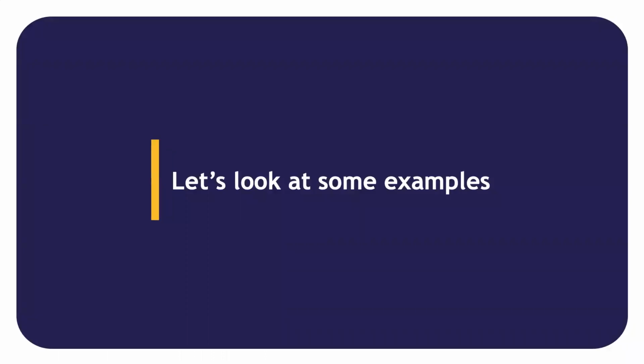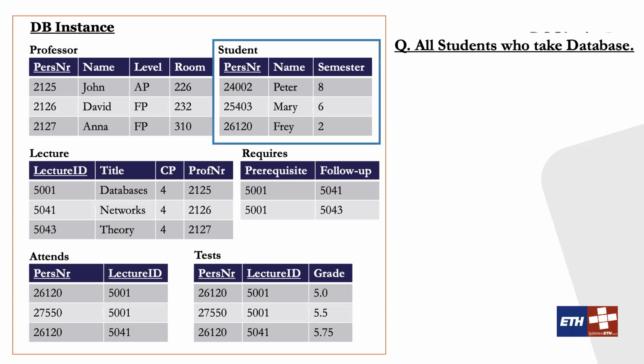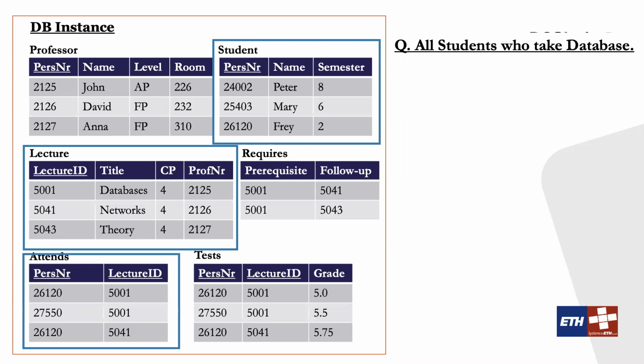Okay, so now let's look at some examples. Let's take this one as our database instance. This is the university database that we have been building in this lecture. Let's try to answer the query: find all students who took database. Which relations do we need to care about? We need the student relation, the lecture relation, which contains all the lecture information, and the attendance relation. So to answer this query, I need to do the natural join between student, attend, and then lecture.